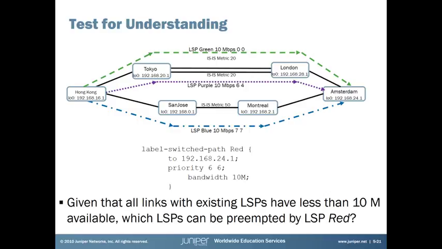Okay, so the issue there was that all the links with existing LSPs have less than 10 meg. We've said must have 10 meg bandwidth, and we don't have 10 meg left on any link. If we did, we would just go ahead and build that, and it wouldn't preempt any of those LSPs. But because we don't have 10 meg available on any link, and this is a higher priority LSP, it has the ability to tear down an existing LSP to be built. So in this case, it would tear down the blue LSP.